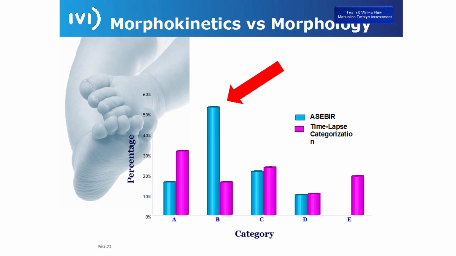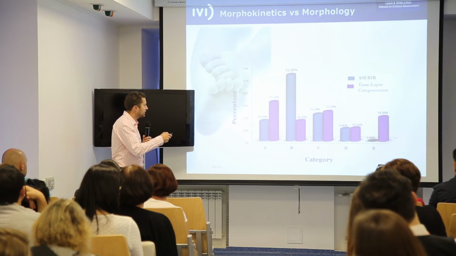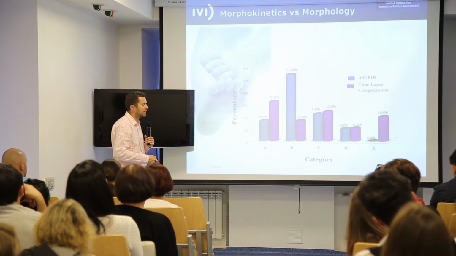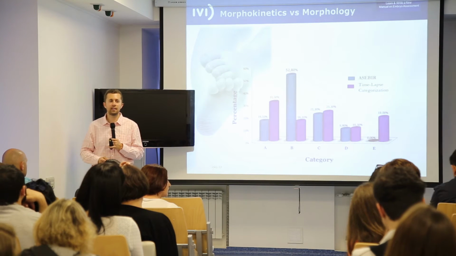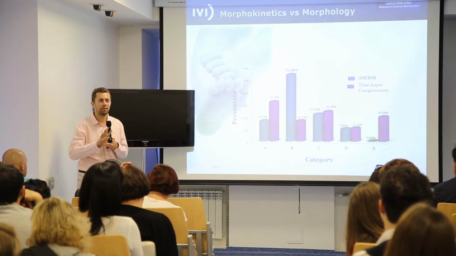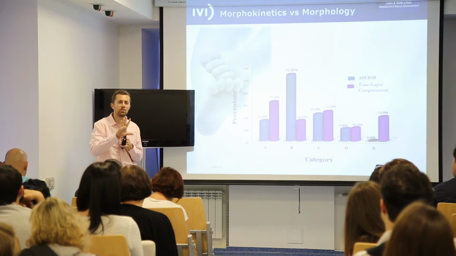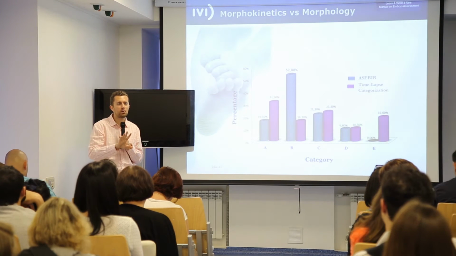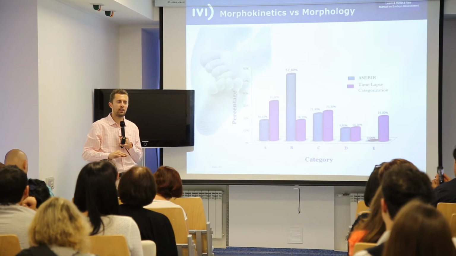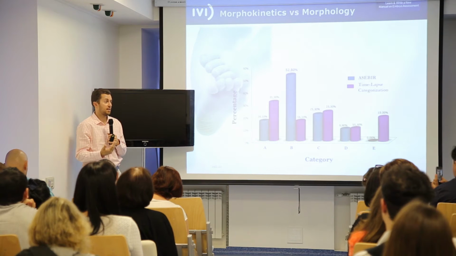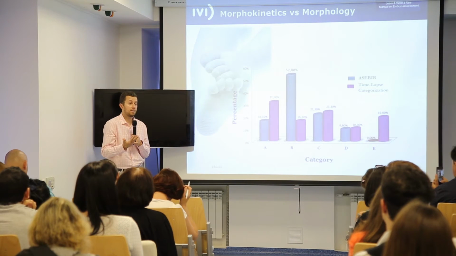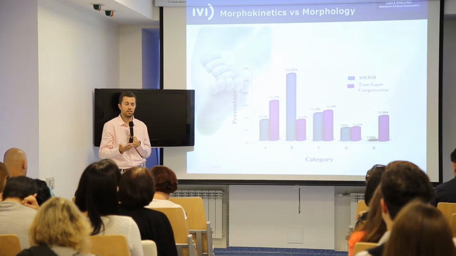Well, one of the things that you will see here is that you classify your embryos by morphology from A to E. Most of the embryos, 52%, are classified as B, which means that of every 10 embryos that you have, 5 have the same morphology category. So 5 embryos look very similar to each other, okay? Which means that in many cases I don't know which one to select because they are similar by morphology, okay?